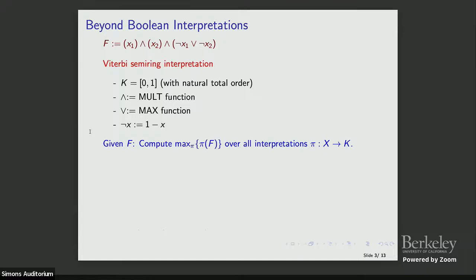Here the set is the real interval 0, 1, with the natural order inherited from the real numbers. You can interpret the AND operation as multiplication and OR as the max. I'll throw in a negation interpretation, where not x is 1 minus x, and I'll come back to that. Then you can ask the question: given this formula, compute the maximum value over all possible interpretations.